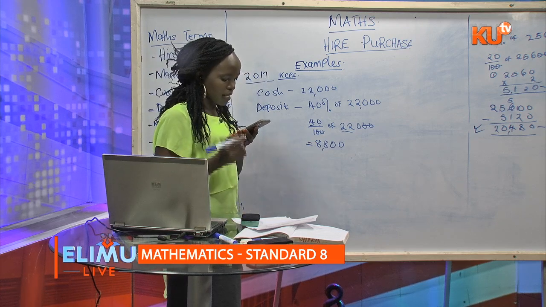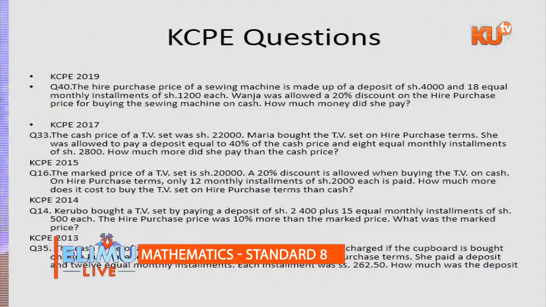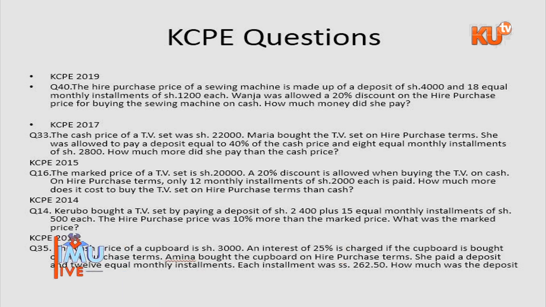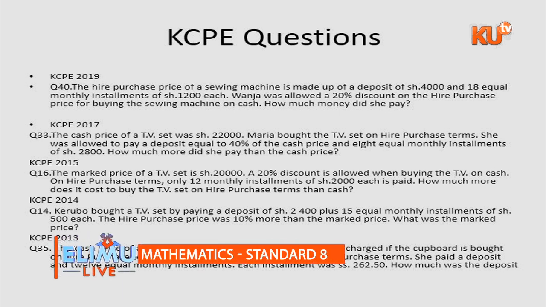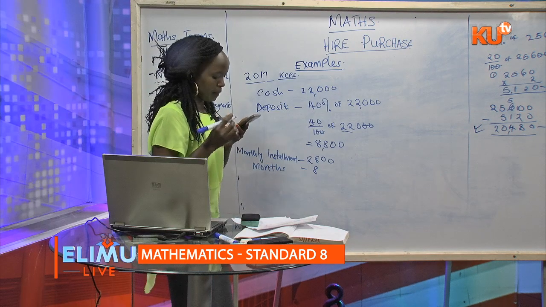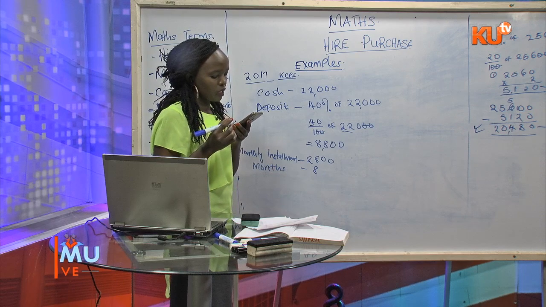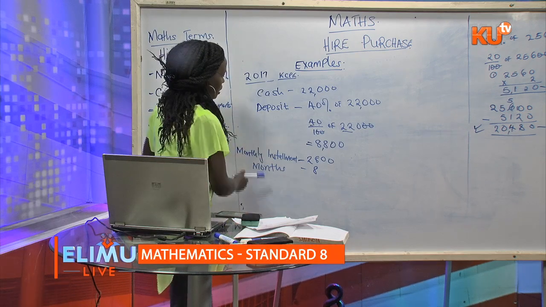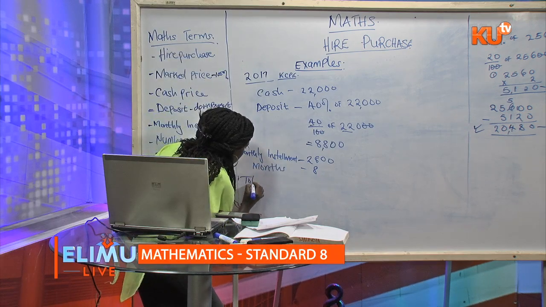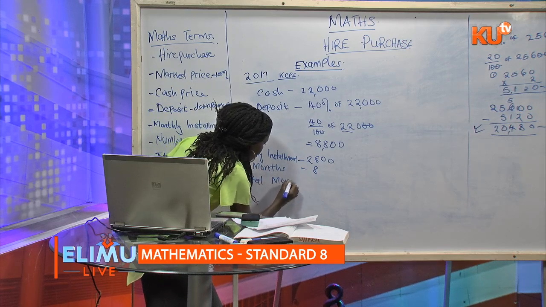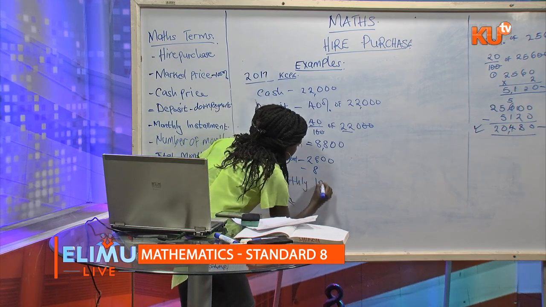We continue. The question says, and 8 equal monthly installments of 2,800. This was the monthly installment. And the number of months was 8. How much did she pay more than the cash price? Very good. Now here we get the total monthly installment.